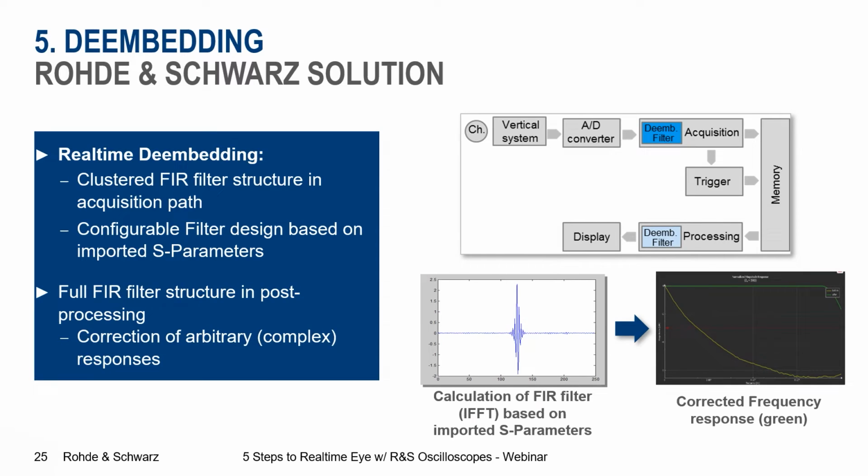So what are the steps there? Of course, both filter blocks are configurable. The user has to provide some S parameters, and out of these S parameters, our software calculates a correction filter. Then this correction is applied. We see here on the very right side, the yellow trace shows the uncorrected transmission loss, and the green trace shows the corrected frequency response.